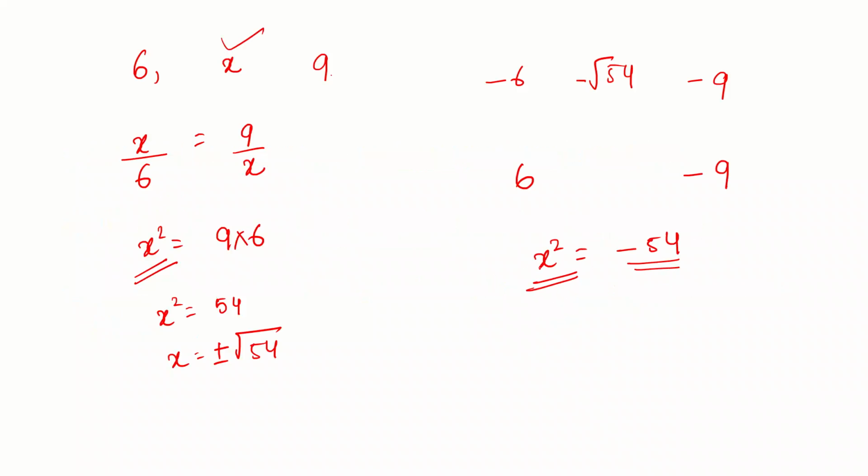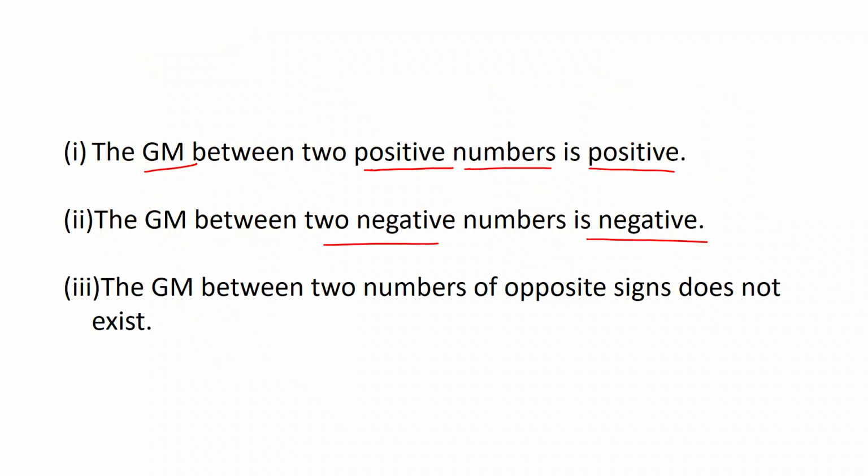So you cannot have any real number x, be it minus or plus, be it negative or positive, whose square is negative. A squared number is always either 0 or positive. A squared number can never be negative. So that is why this third point says that between two numbers of opposite signs, the GM does not exist. Alright.